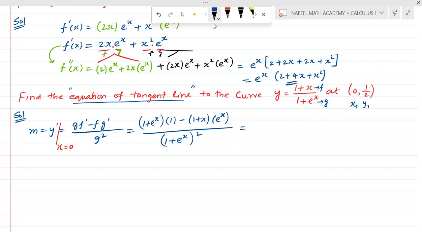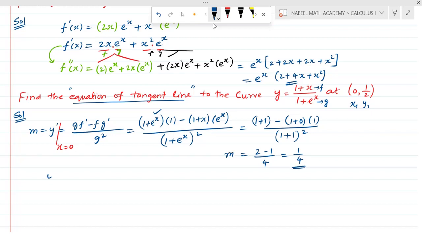So I just substitute the x value 0. What happened? E power 0 is 1, by the way. So the first term is 1 plus 1. This is the first one. Next, minus, this is 1 plus 0. And this is 1 over 1 plus 1 whole square. So which equals 2 minus 1 over 4. This is 1, this is 2. So this is equal to 1 over 4. This is the slope m.